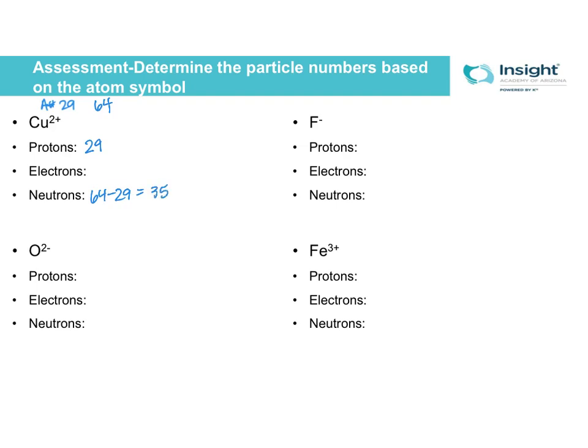And now our electrons. We want an overall charge of 2+. All right? So we're going to take that 29 and subtract positive 2. Or you can just think about it: we need to end up losing 2 electrons. So there's going to be 27 electrons.